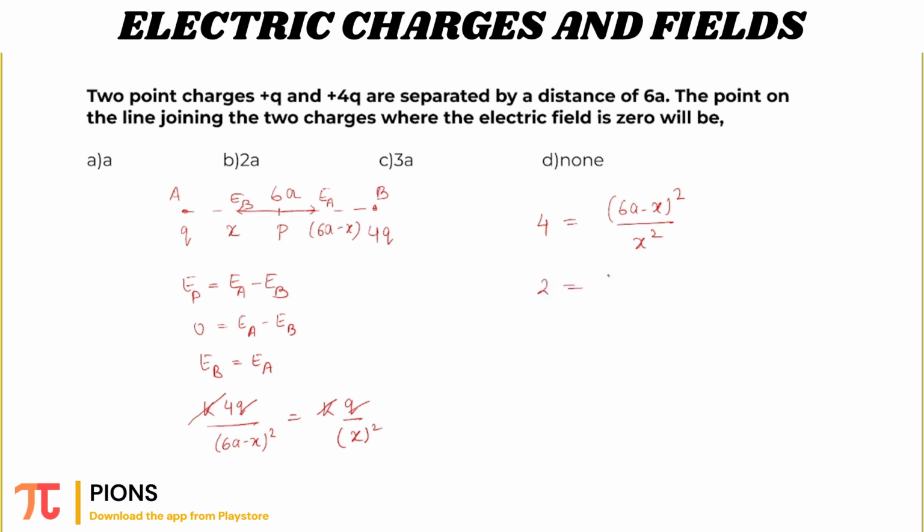That will be 2 equal to (6A minus X) divided by X, and that would give us 2X is equal to 6A minus X. 3X will be equal to 6A, and X will be equal to 2A. That's our answer. So correct answer is option B.